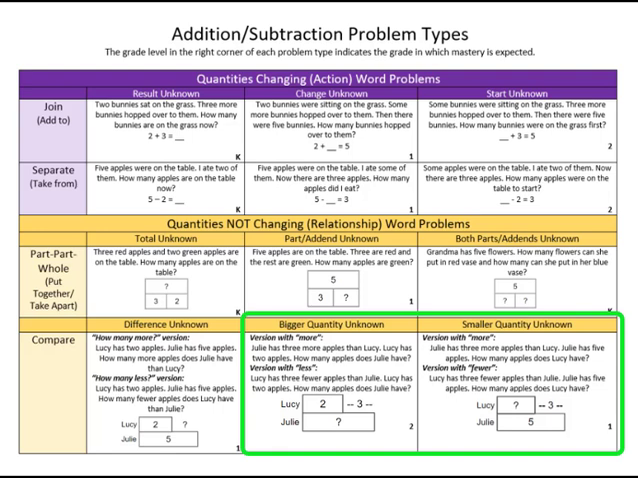Let's look at the smaller quantity unknown comparison problem. This one says Julie has 3 more apples than Lucy. So that means Lucy has the smallest amount and Julie has 3 more. Julie has 5 apples. Here's my 5. How many apples does Lucy have? In this problem, Lucy is the smaller quantity and her quantity of apples is the unknown.